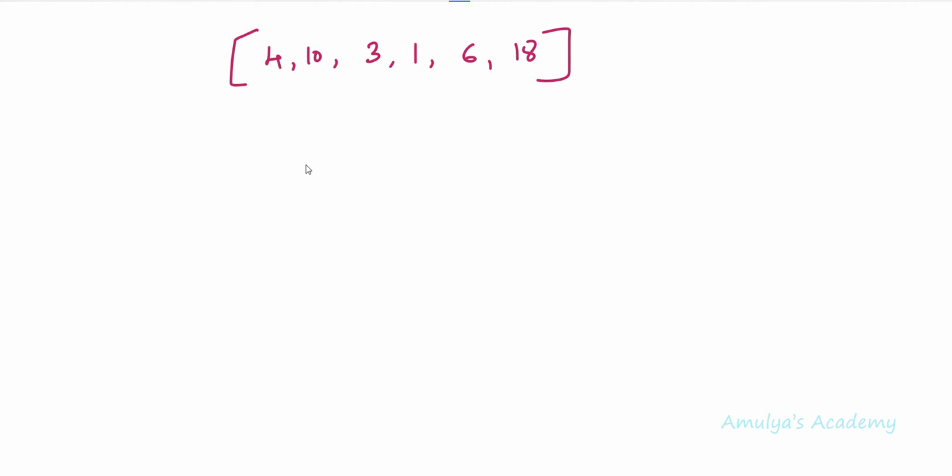Now the binary heap is completely empty. So let's start. First I need to insert 4. So I'll insert 4 like this. We don't have any other node to compare, so just add 4. Next, 10.